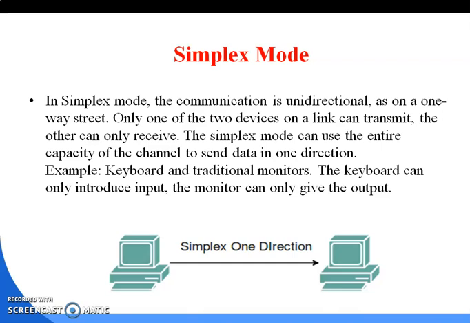So the best example of the simplex mode of communication is that through the keyboard you can transmit the data to the system, but is it possible to receive the data from the monitor through the keyboard? No, this is simplex communication. A simple monitor can only give the output. There is no way to receive any input directly by the monitor. So that is the simplex mode of communication.